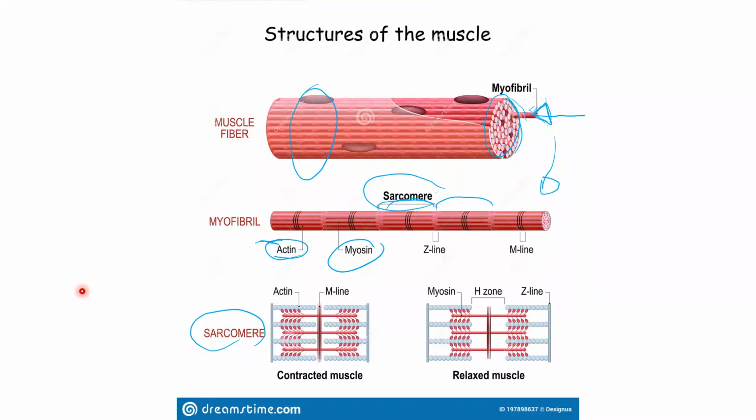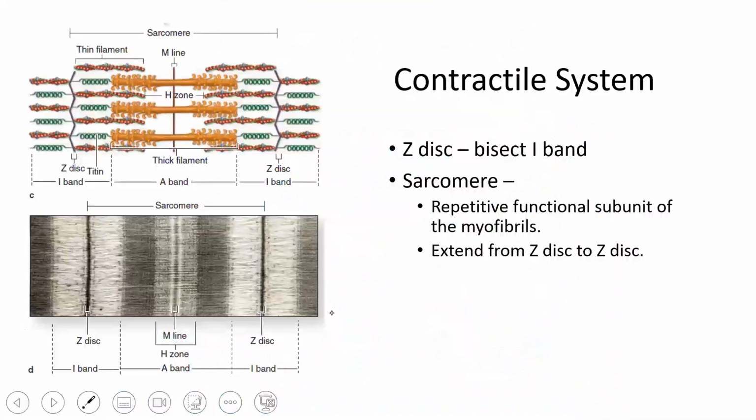You have the protein actin and myosin. So actin are the thin filaments. You can see they are thin. Then here, the myosin fibers are thick. They are also called thick fibers. So if we look at that structure more precisely, here these are the actin filaments.